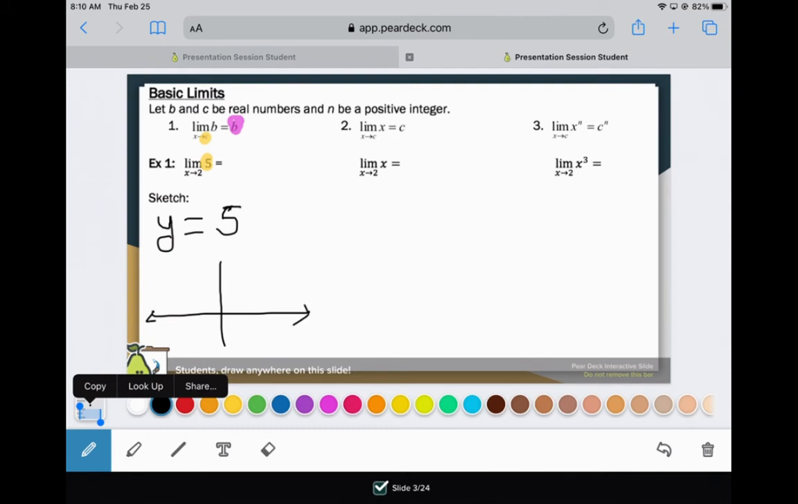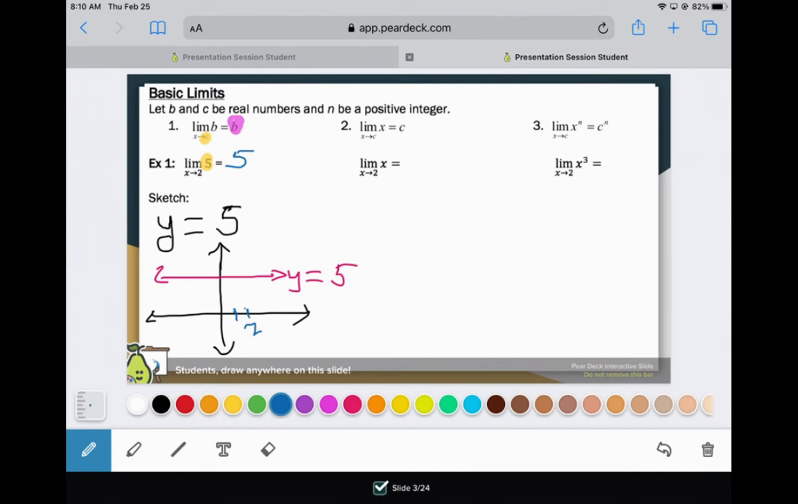If I sketch the graph, it looks like this. This is the x-axis, this is the y-axis. The line is going to be like this. This is y equal 5. Now, if I want to know what happens at 2, what is the limit when x is approaching 2? What is the value that we may see? It is 5.